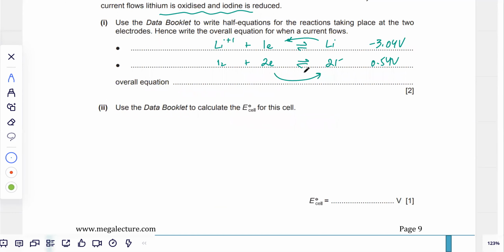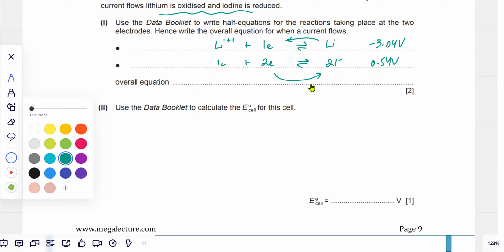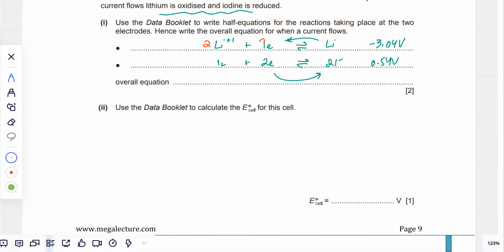So you have to construct the overall equation. To construct the overall equation, you would have to make the number of electrons equal. So multiply the first one by 2, add up the reactants. So that's your reactant, this is the reactant in the second one. So that's 2 lithiums plus I2, and the product is going to be 2 lithium plus 1 plus 2I minus 1.